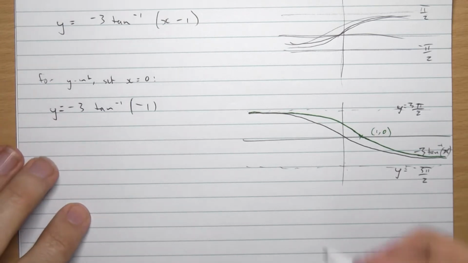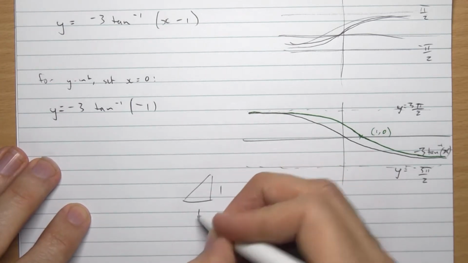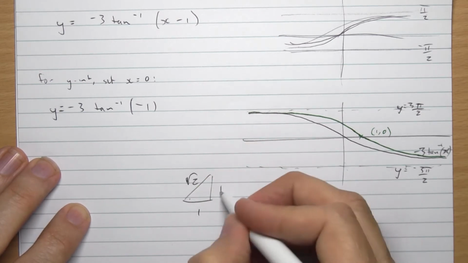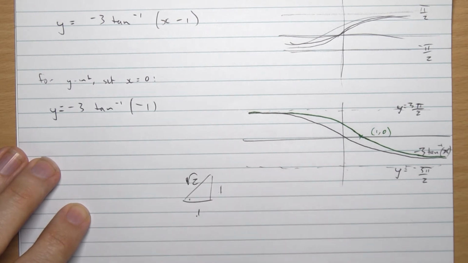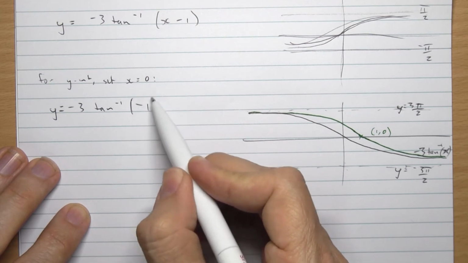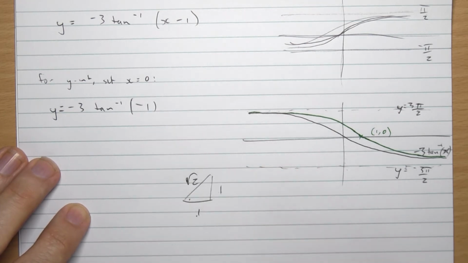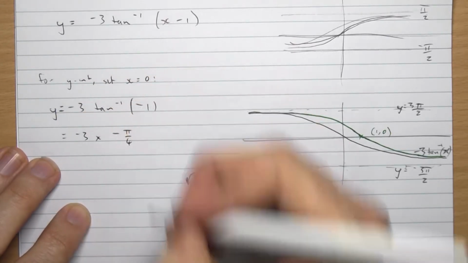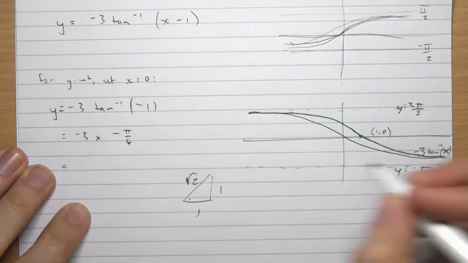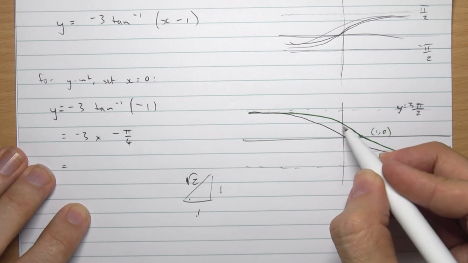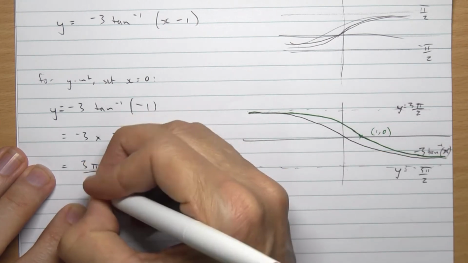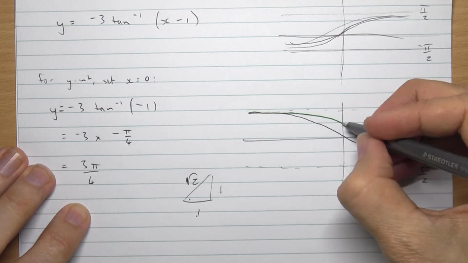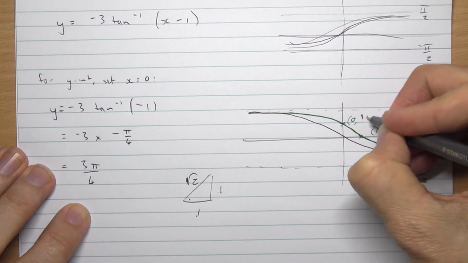Where have I got room that I can draw it that you can see? 1, 1, root 2. And this is pi on 4. So tan is 1 is pi on 4. But I need tan to be negative 1. So I'm actually looking at negative pi on 4. So it's negative 3 times negative pi on 4. And that lines up with the quick sketch I did here, because I know I should get a positive result for my y-intercept. It's 3 pi on 4. It's actually exactly halfway up to the top, so I was pretty close when I did this. 0, 3 pi on 4.